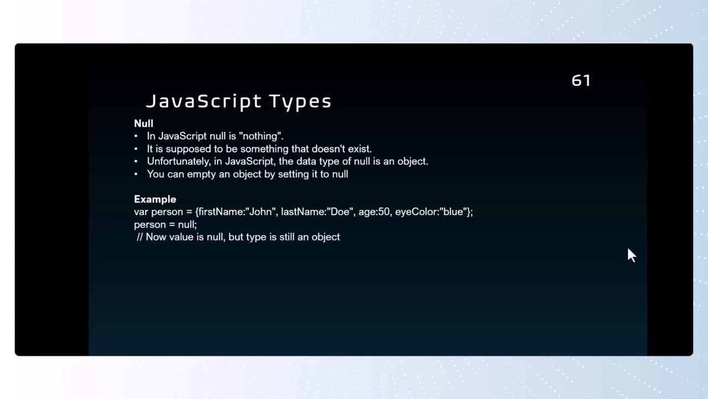And then JavaScript types, there is the null type, and null is nothing. It doesn't exist, and unfortunately, in JavaScript, the data type of null is an object. So you can empty an object by setting it to null. So var person, you give them the first name, last name, eye color, age, and then you set it to null. The value is null, but the type is still an object.